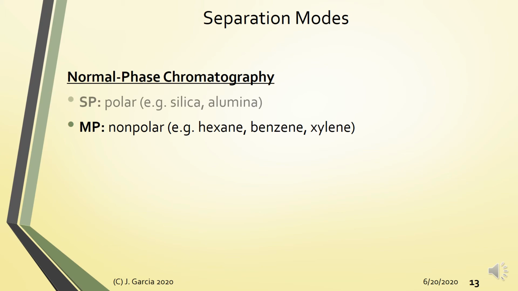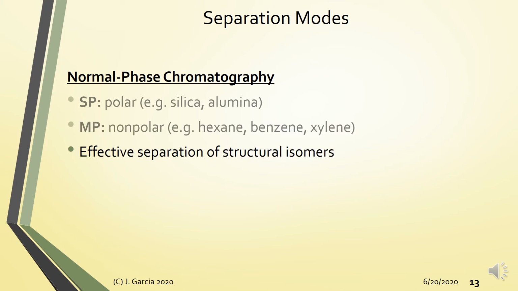And one reason why this is less commonly used is yung solvents nga, they are more hazardous compared to those being used in reverse phase chromatography. However, an advantage of normal phase chromatography is that it is effective for the separation of structural isomers. So yung isang advantage ng normal phase chromatography.